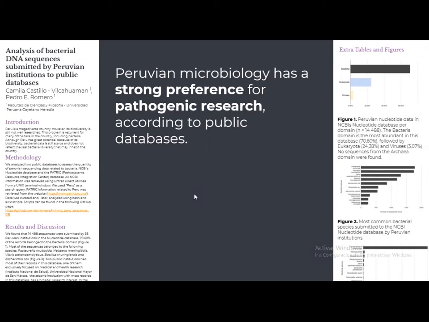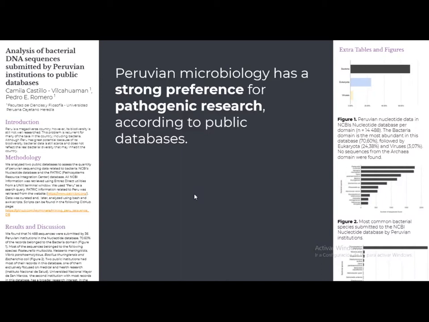I will be explaining today what we have done with the information retrieved from public databases. So to start, Peru is a mega diverse country. However, this biodiversity has still not been well researched. We believe that there's a certain preference for certain taxa in all domains of life. And in this case, we decided to focus ourselves on bacteria.